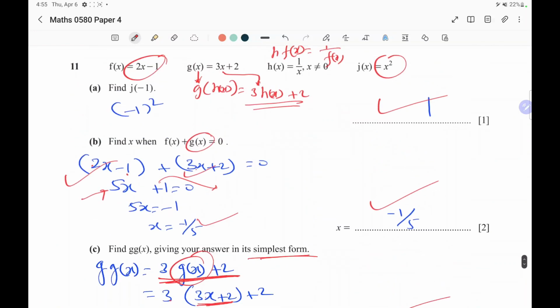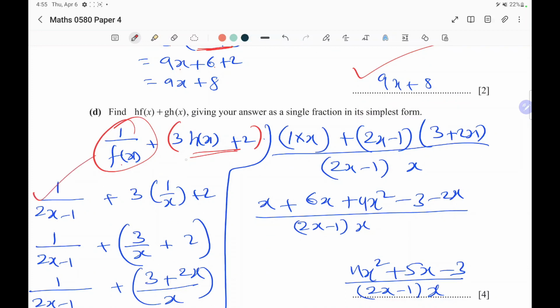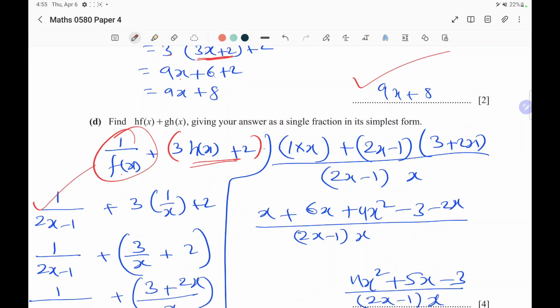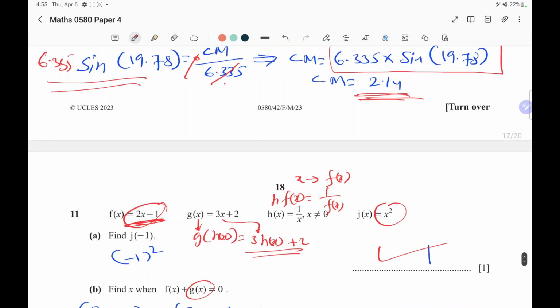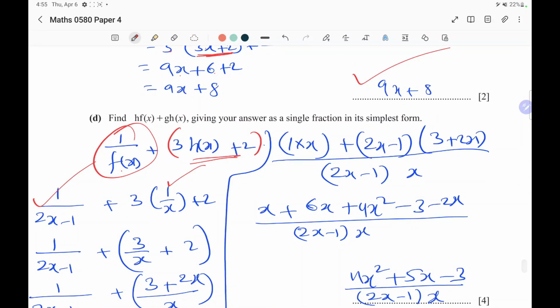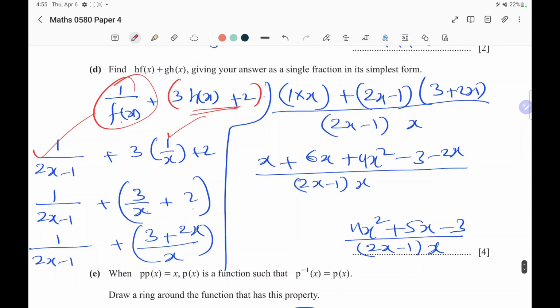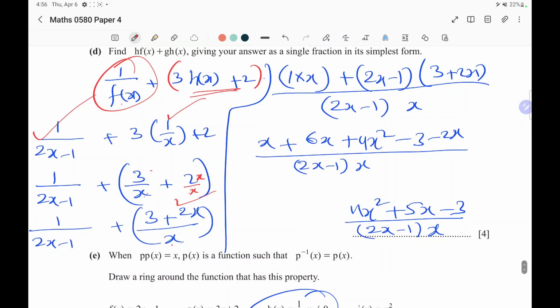Now 1 over f(x), what was f(x) by the way? 2x minus 1. So 1 over 2x minus 1 plus 3, and h(x), so I need to check. h(x) is 1 over x. So 3 times 1 over x and plus 2. So I got 1 over 2x minus 1, then 3 times 1, 3 over x and plus 2. So first I will simplify this. You can club these two terms together. You can write x here and x here, so x is same in denominator. Now this is 3 plus 2x. Now I have 1 over 2x minus 1 and 3 plus 2x over x.